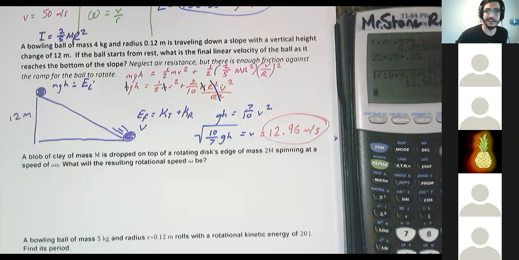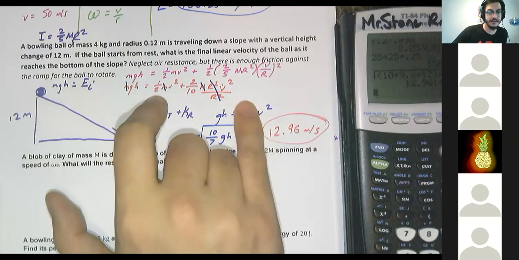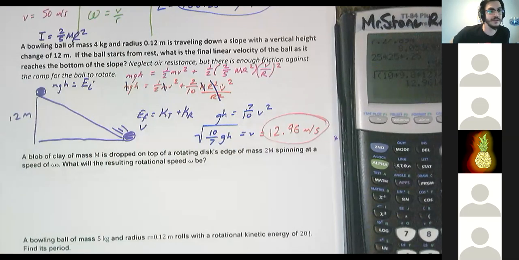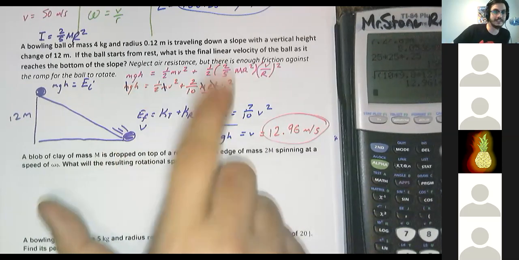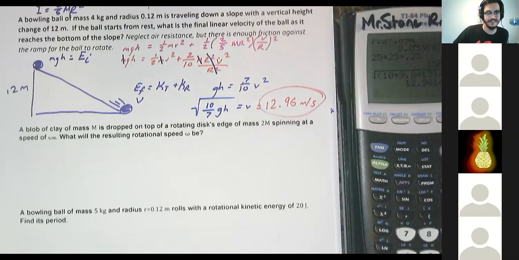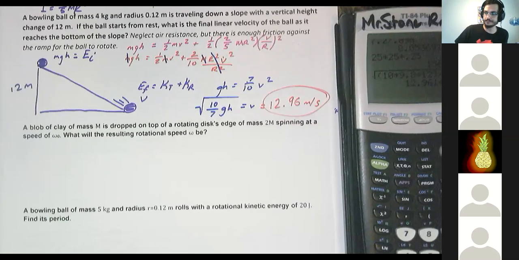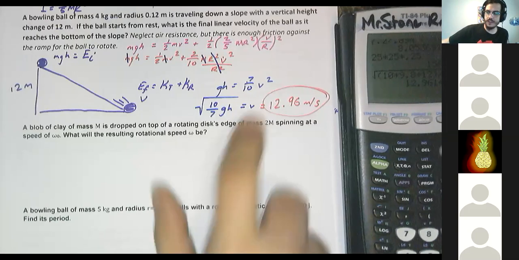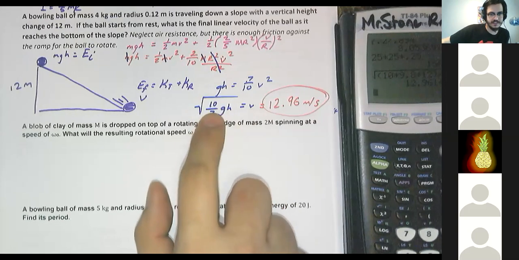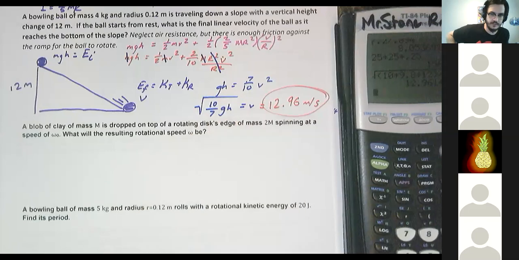I guess you could get different results by taking it to a different planet. However, the mass and radius still wouldn't matter there. You could plug in a different g on Mars, but that doesn't help you with these masses and radii canceling out. But yeah, this is very similar. You even get the same generalized formula for it. 10/7 gh, square root is v. We arrived at that in the video as well.